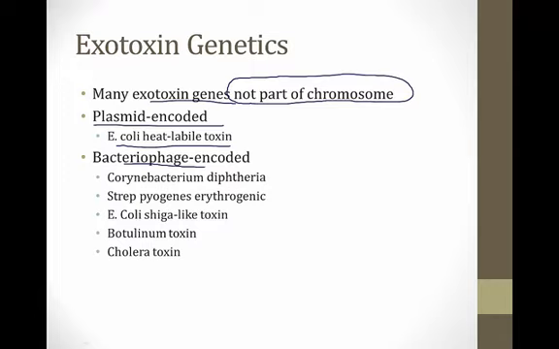And one of the classic bacteria that uses a bacteriophage to acquire its ability to make exotoxins is Corynebacterium diphtheriae. Bacteriophage encoded toxins also include strep pyogenes erythrogenic toxin, E. coli Shiga-like toxin, botulinum toxin, and cholera toxin. Probably the most important one to remember is this one right here. Diphtheria uses a bacteriophage to acquire the ability to synthesize its exotoxin.